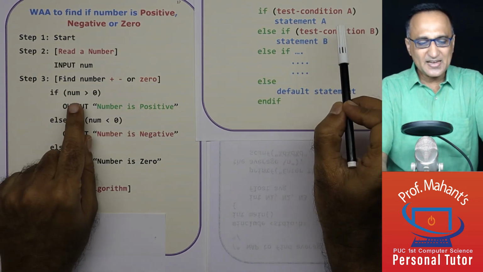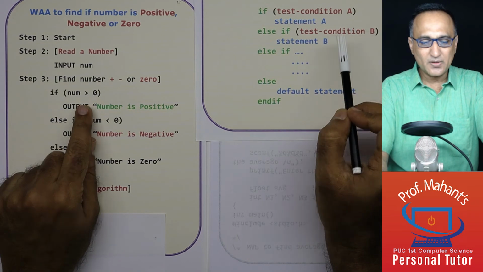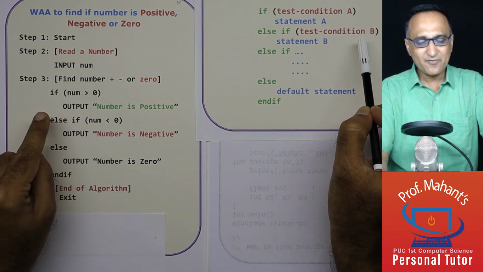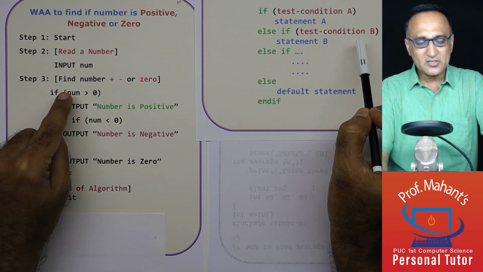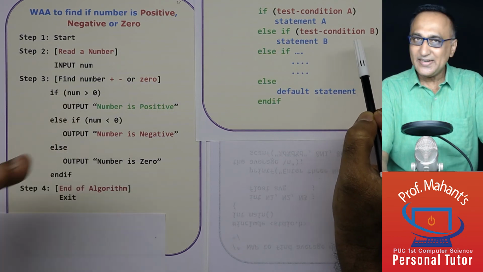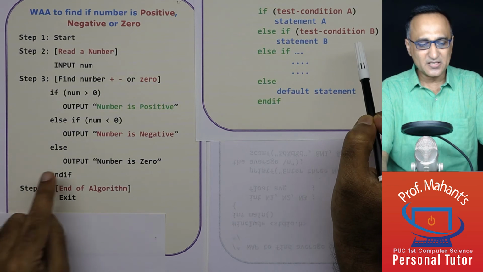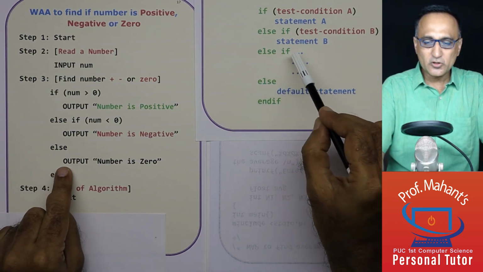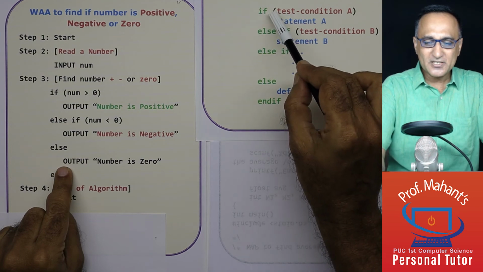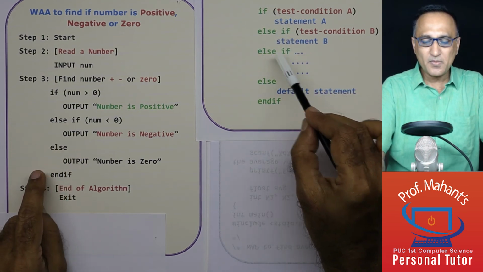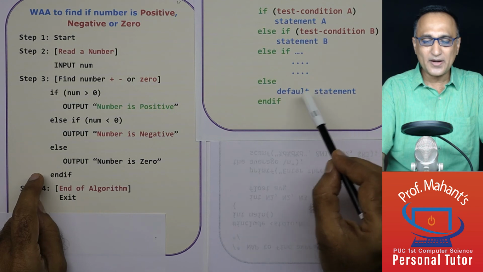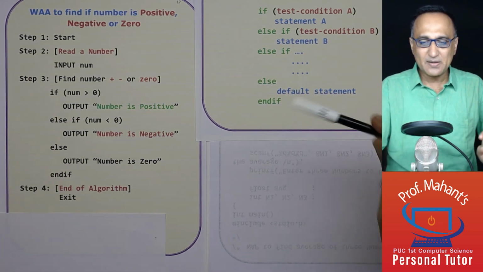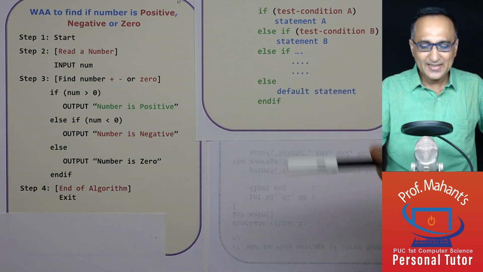Test condition A in our case is number greater than 0. Test condition B is number less than 0. Since I have, if a number is not positive nor negative, it must be 0. It cannot be anything else. So automatically the else condition comes into picture. So here only the first if else if is there. You may have as many else if as required when you are writing a program. Since I only require three tests, I am using an if, else if and else string.